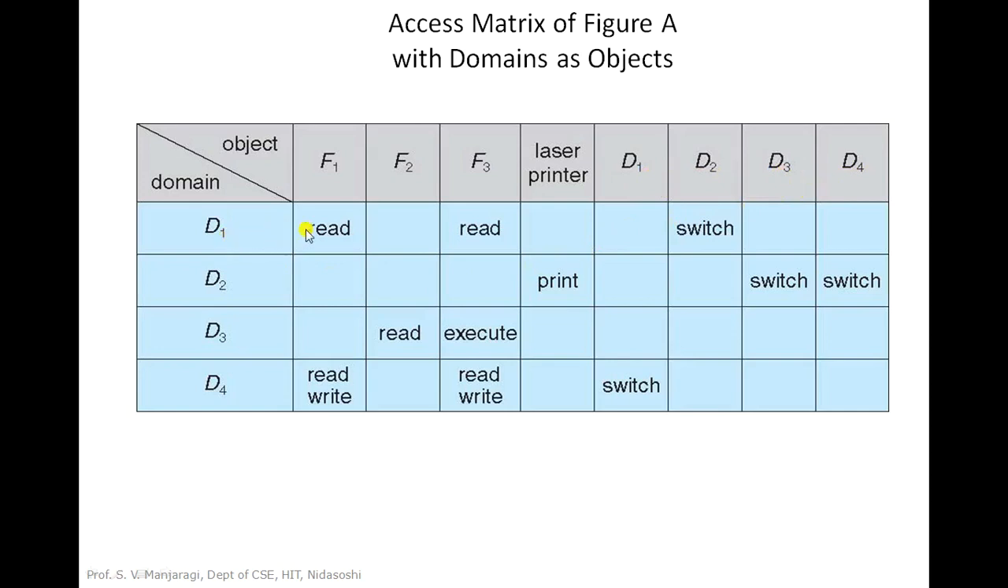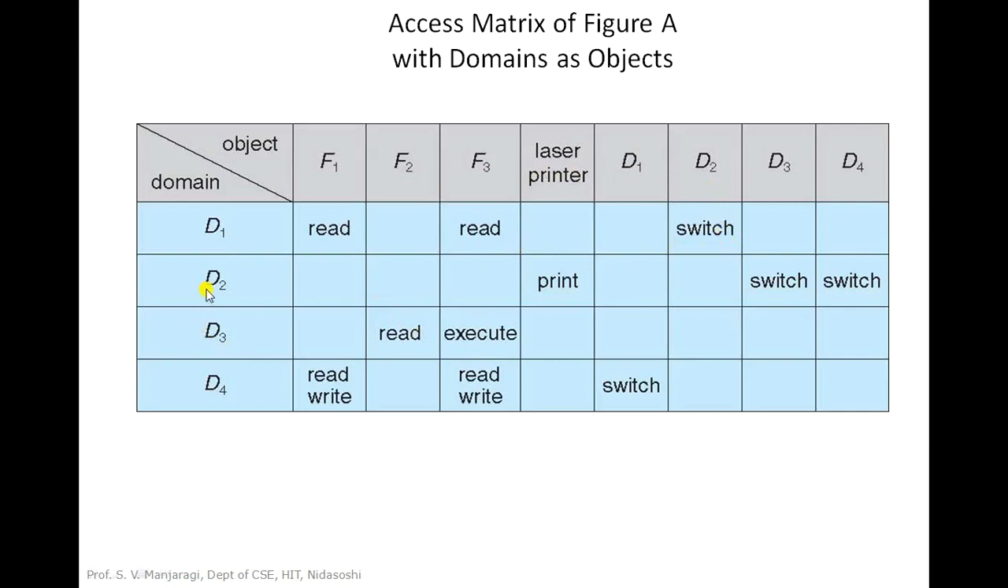Here let us look at the operations or access rights. Processes of domain D1 have read permission on F1, and can perform read operations on F1 and also on object F3. And if you look at switch here, what I mean by switching is basically called domain switching. Processes of domain D1 can be switched to domain D2, that is the switch operation.